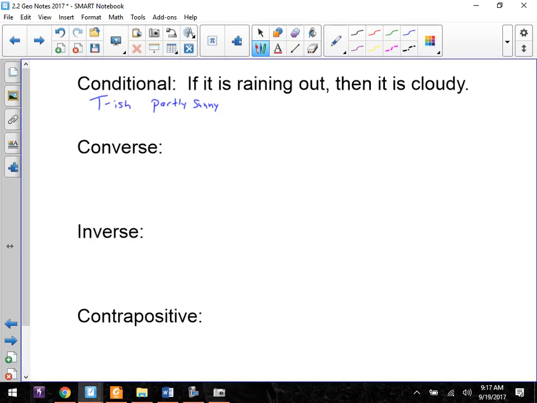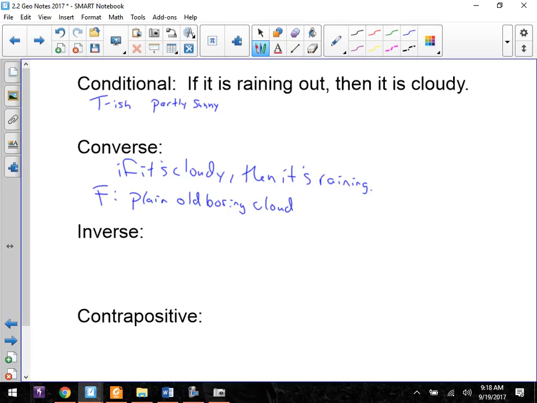Converse, flip-flop it. If it's cloudy, then it's raining. True or false? False, because it could just be plain old boring cloudy. You see what I'm saying? About just throwing in a real generic statement about it? It's kind of what you do.